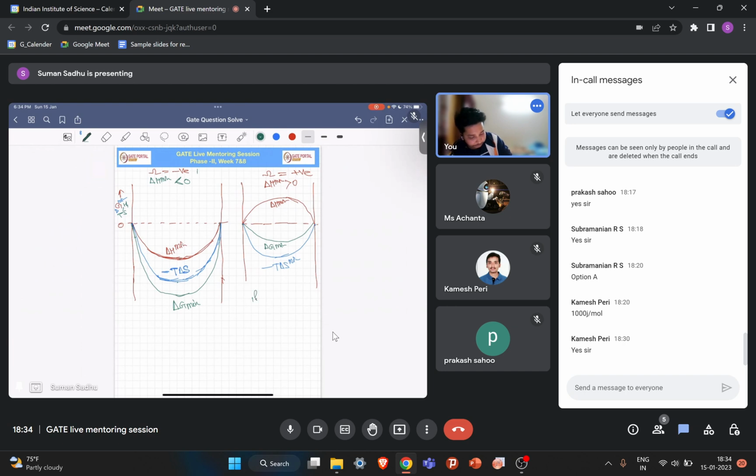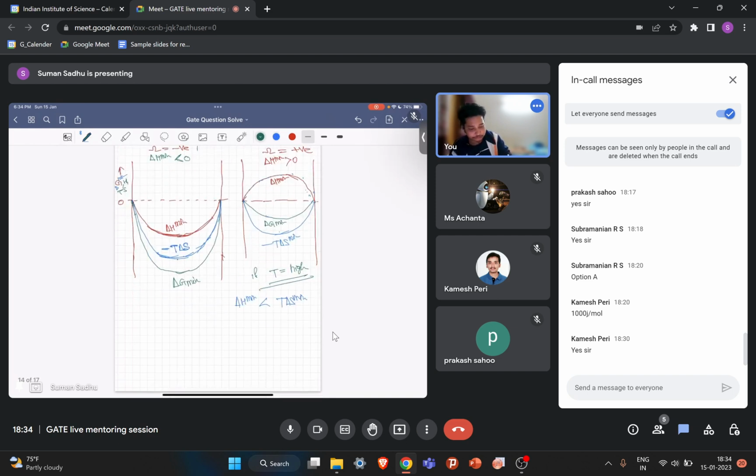If T is high, then this term is more negative as compared to this positive delta H mix. So the summation of these two will be in the negative direction. So if T is high, then delta H mix is less than T delta S mix.